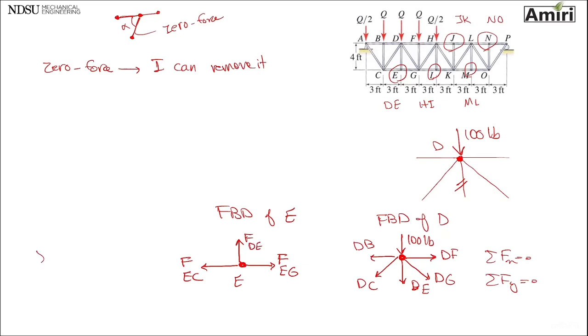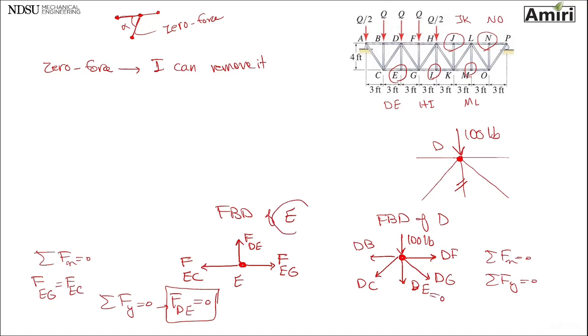Okay, summation of forces in x direction is 0, FEG equals FEC, summation of forces in y equals 0. Huh, now look, the only force I have is FDE, so therefore that should be 0. So you see that? So this is 0. So from the free body diagram of E, I can figure out that that's a zero force member.